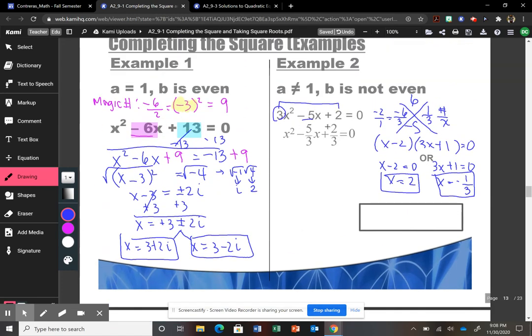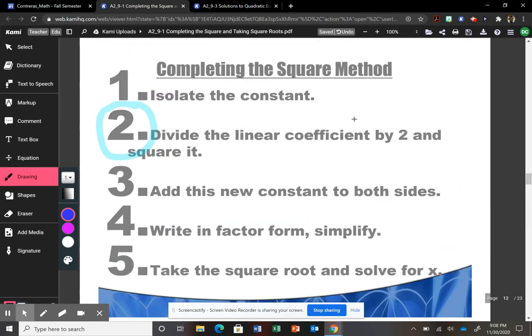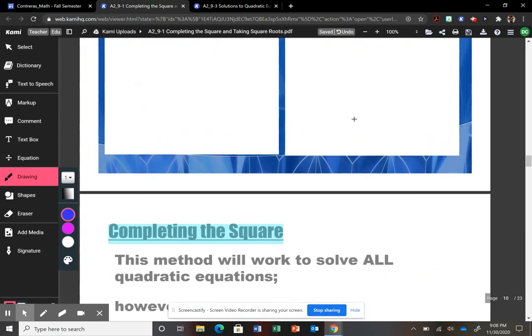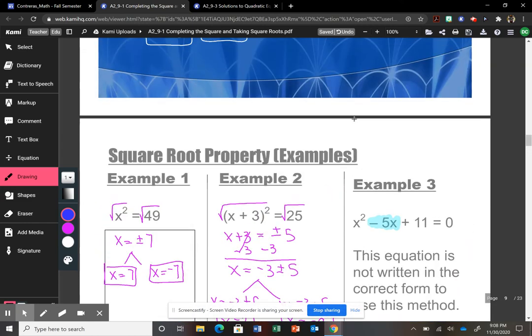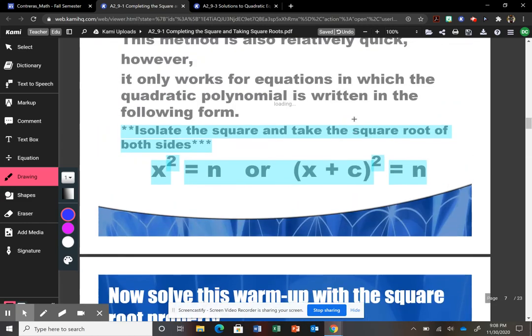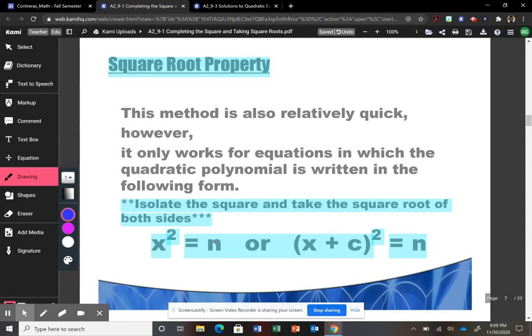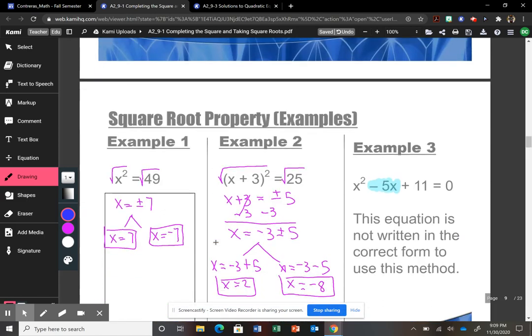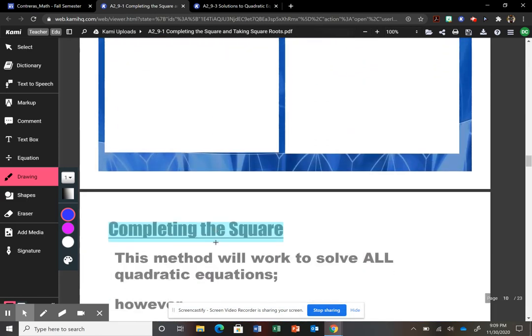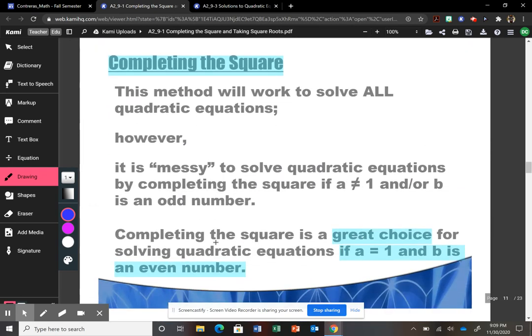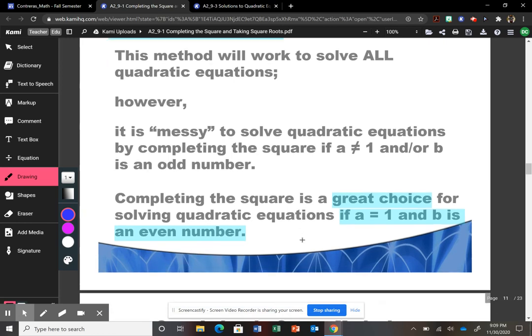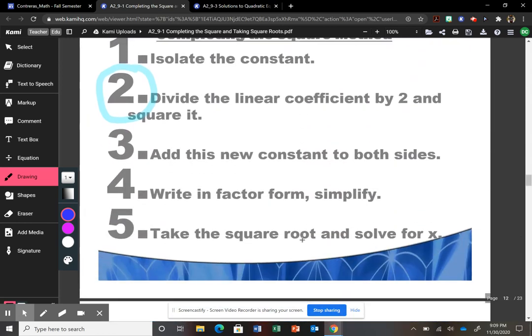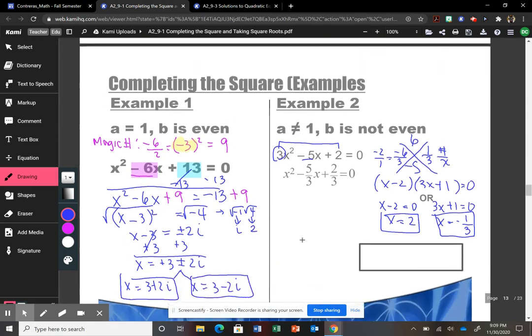All right, so that is the completing the square method. And our square root method: remember, it's best to isolate your x squared and then take the square root of both sides. It is best to use the square root method when you have a perfect square. And it is best to use the completing the square method when a is equal to 1 and b is an even number. These are the steps, and this is how we write our solutions.